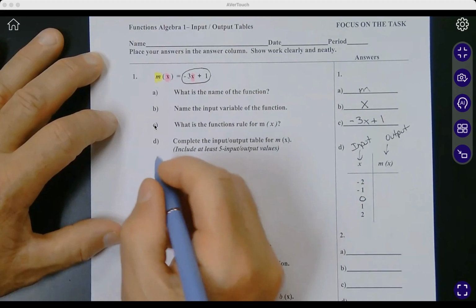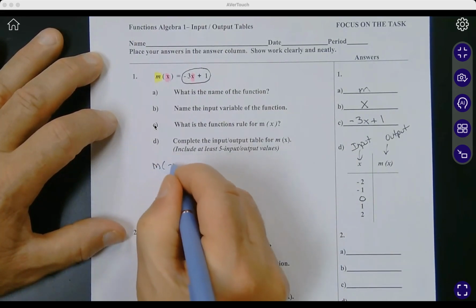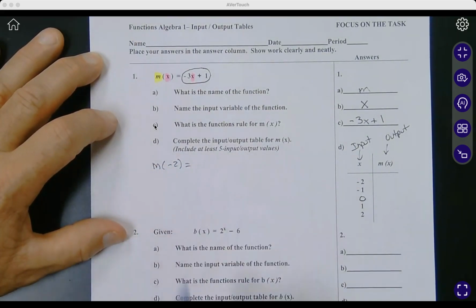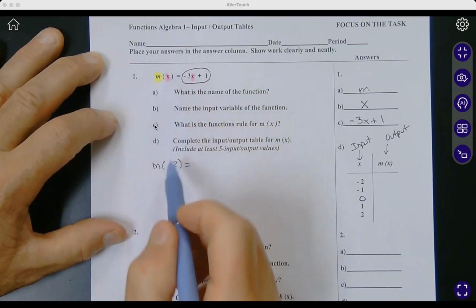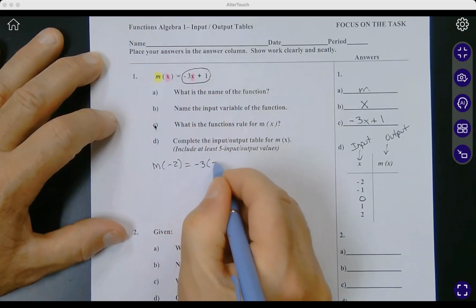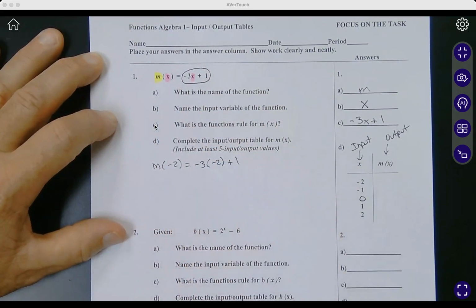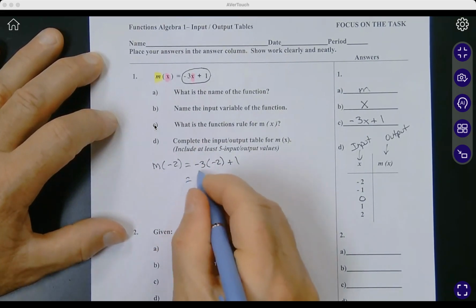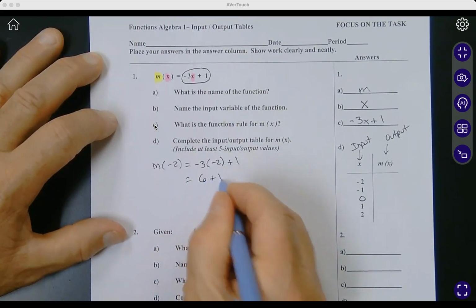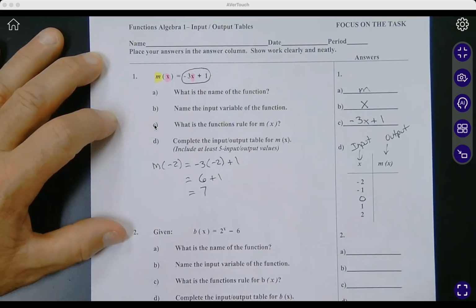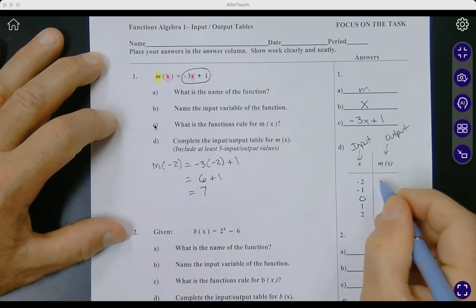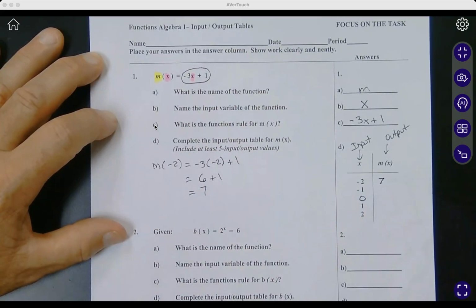So now I'm going to evaluate the M function with an input of -2. So I'm just going right here and I'm going to input a -2 in the rule where I see that X. -3 times -2 is 6. 6 plus 1 is 7. So that means when the input was -2, the output was 7.